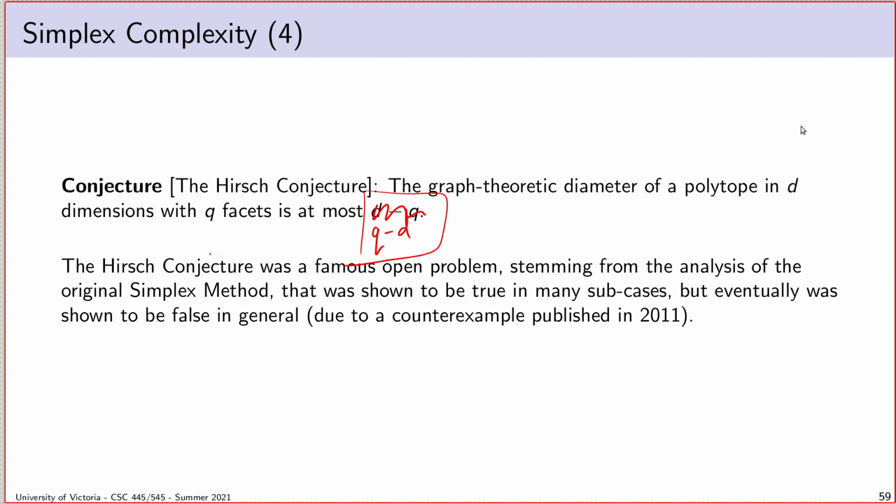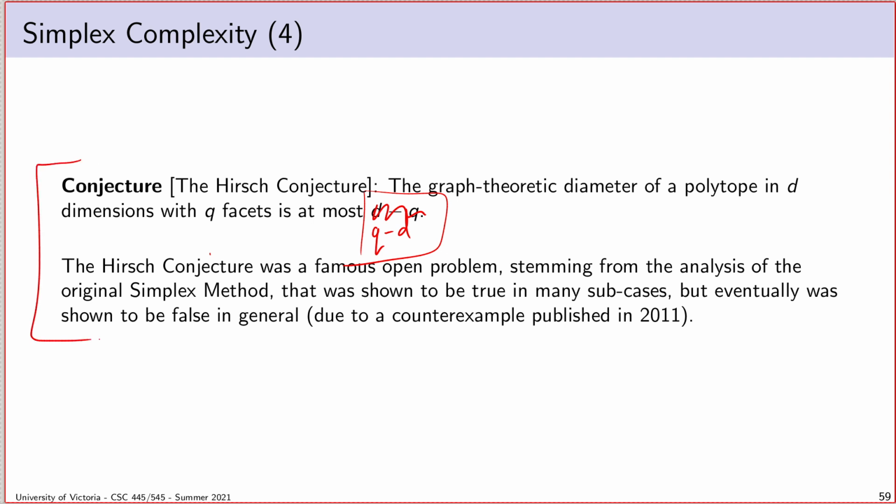And it was a famous conjecture for many years. It stemmed from this original analysis of the simplex method, I think 50 years ago. But it was eventually disproven in 2011 with a counterexample. So there was some wishful thinking there. The fact that it was shown to be true in many subcases is sort of a hint that the worst case running time of the simplex method doesn't say that much about its performance in practice. The average LP doesn't tend to require an exponential number of pivot steps.